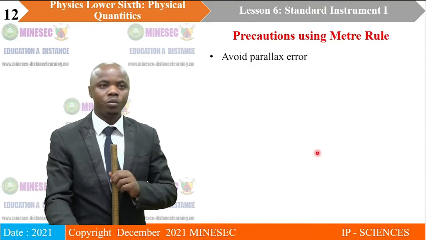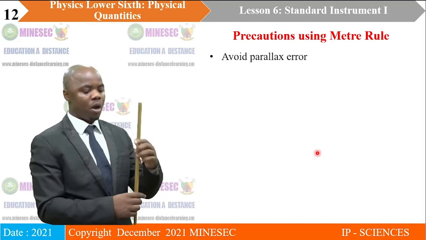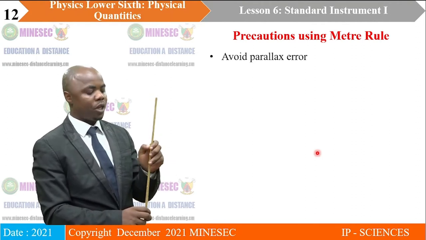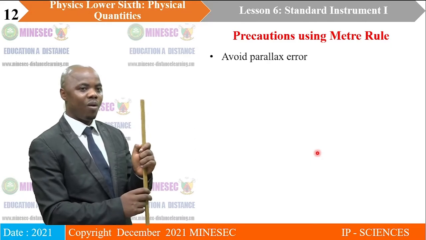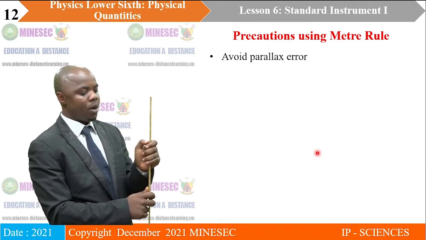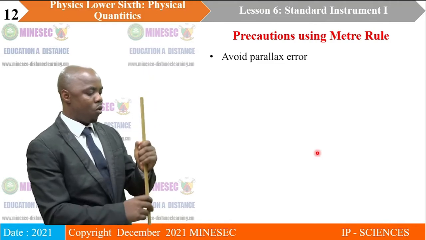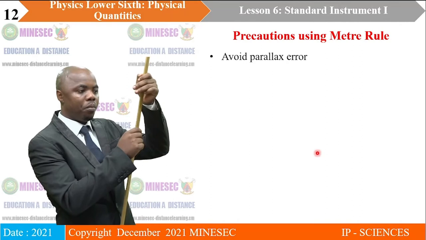Okay. So go to precautions using a meter rule. Now, take for example, I have a measurement to be made with this meter rule. The first thing we have to do is to avoid parallax error. What is a parallax error? Reading a measurement at an angle. I have a ruler like this, and the measurement is somewhere here.